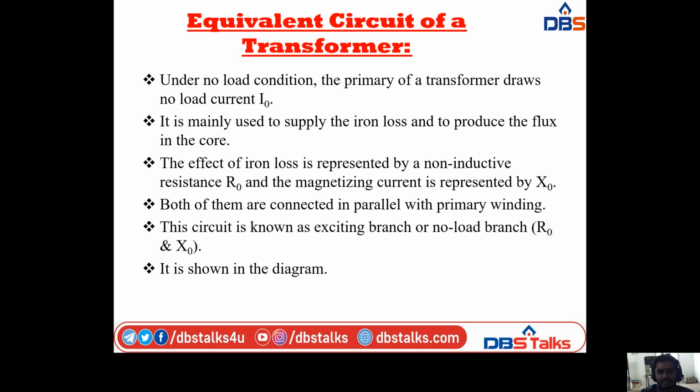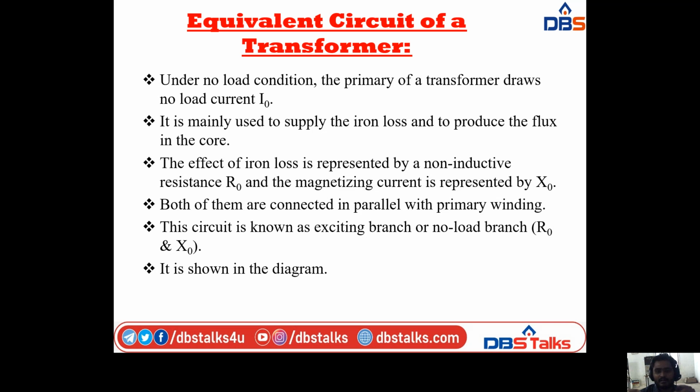Both of them are connected in parallel with the primary winding. The effect of iron loss is represented by a non-inductive resistance R0. So that is a parallel connection. Actually we have the primary winding, so it is connected to the supply voltage V. It is also connected across the resistor R1 and inductor X1, and it carries current I1.